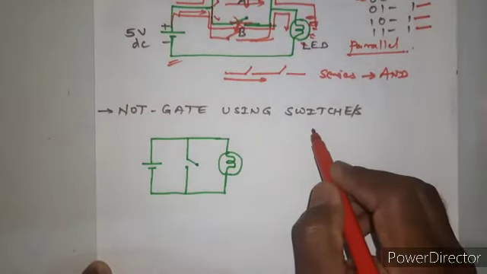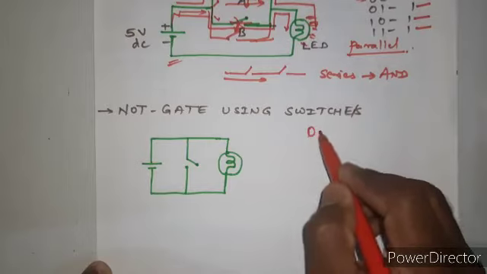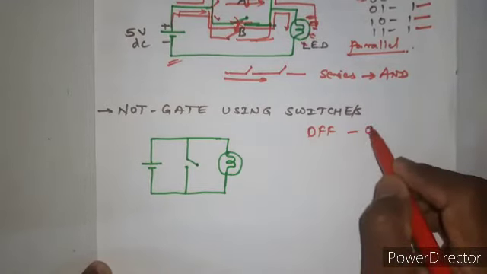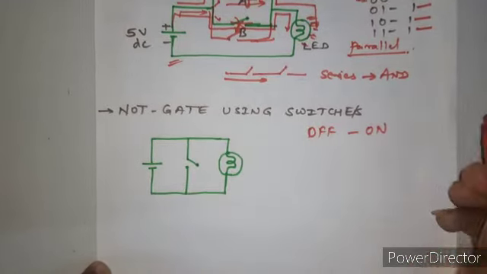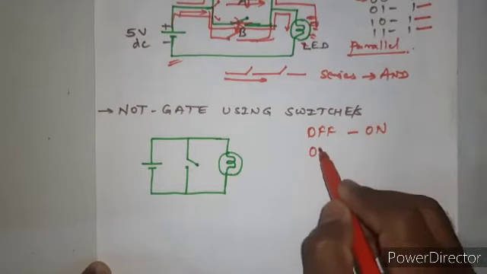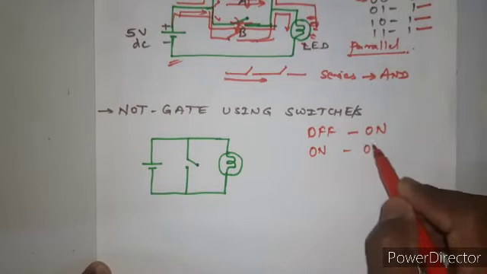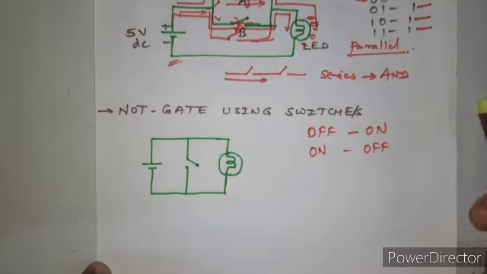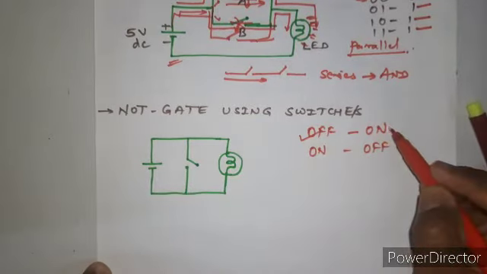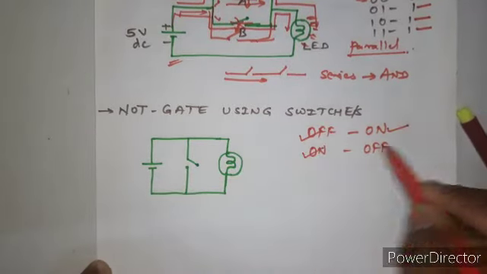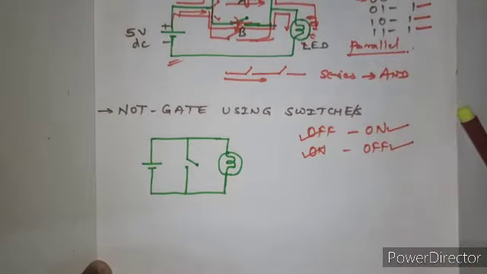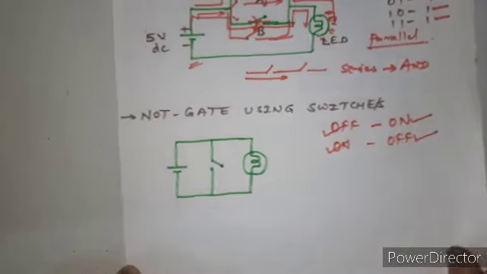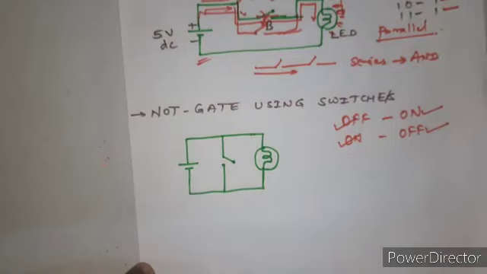Now in the NOT gate, when your switch is off, your LED is on. It is opposite. And when your switch is on, your LED is off. It's simply like, the button is off yet the fan is on, the button is on and the fan is off. NOT gate, right? So how are you supposed to design this circuit?